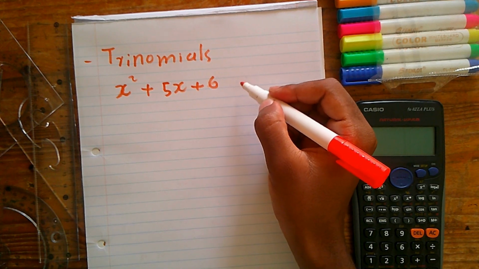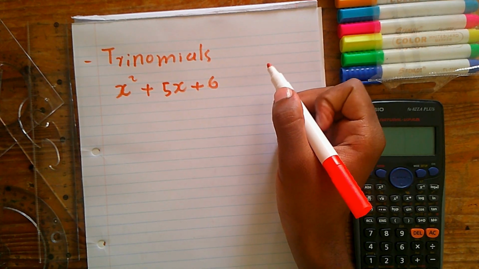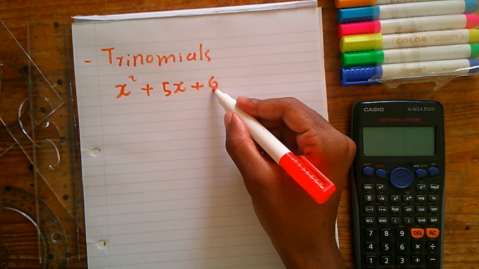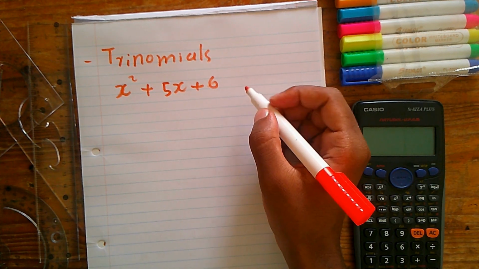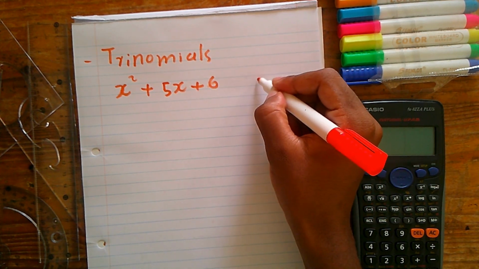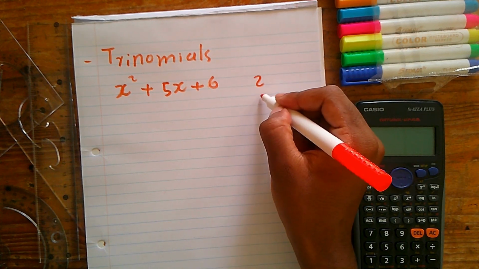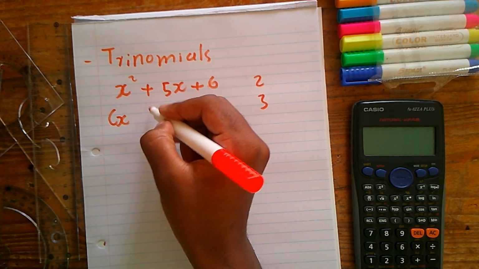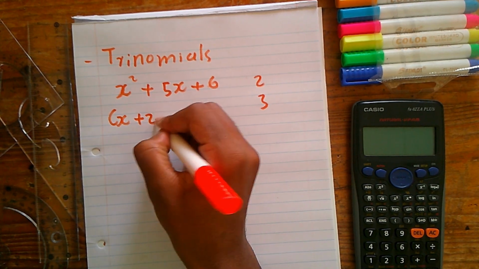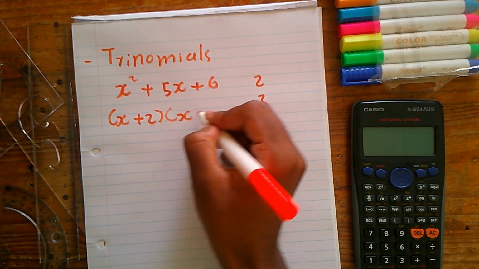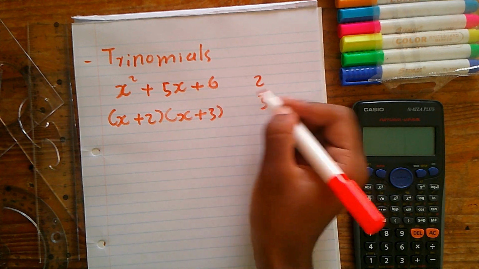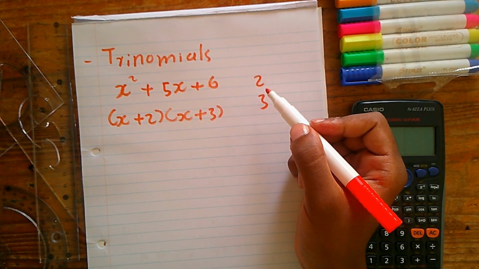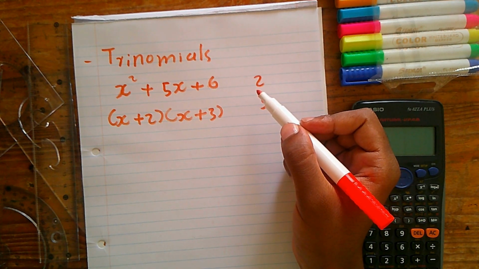Now, to factorize this, we will look for 2 terms in which when we add those terms, they will give us a 5, and when we multiply them, they will give us this positive 6. Now, those terms will be positive 2 and positive 3. Our answer will be x plus 2, x plus 3. We can also use the quadratic formula, but I will show you that later on during our lessons.